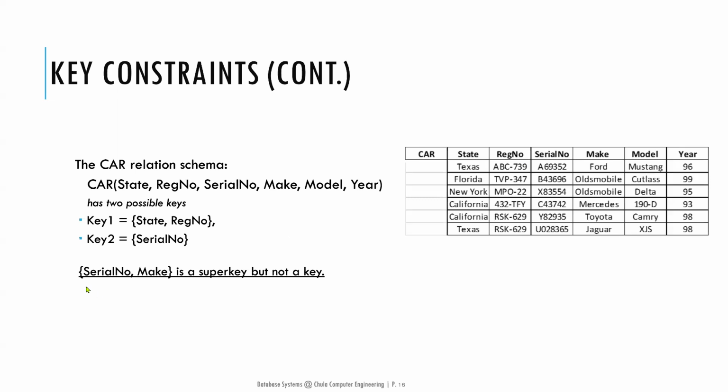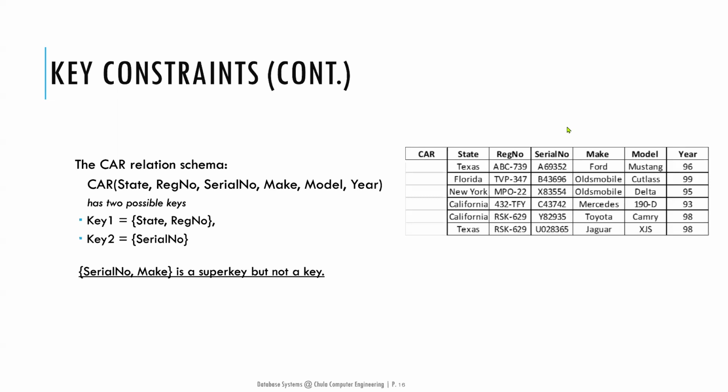When I'm talking about the super key, let me give you another example. What if you use serial number here, and make? Is it key or super key? Serial number and make. Who says it's a key? Who says it's a super key? Yep, it is a super key, right? But you can still remove make, and serial number is still unique, right?